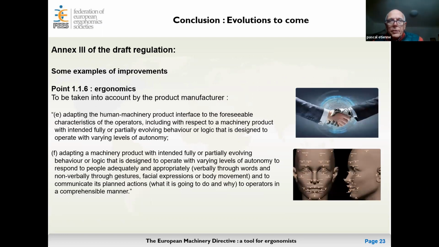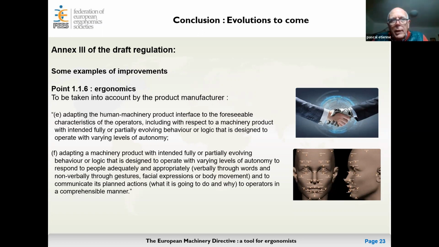So one important issue is that Annex 3 of the draft regulation has been changed and improved. Point 116 concerning ergonomics was made at the beginning of very basic requirements concerning ergonomics. And now, with the two paragraphs that have been added, we have a broader presentation of ergonomics, more updated, I think.